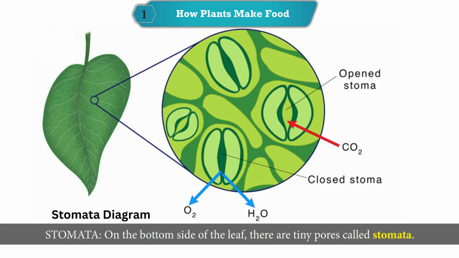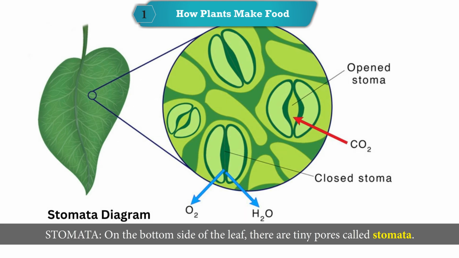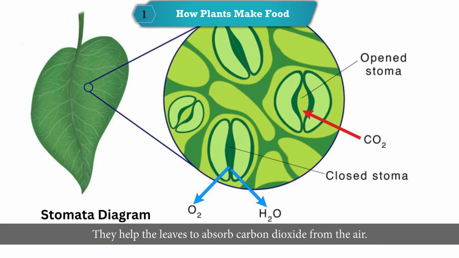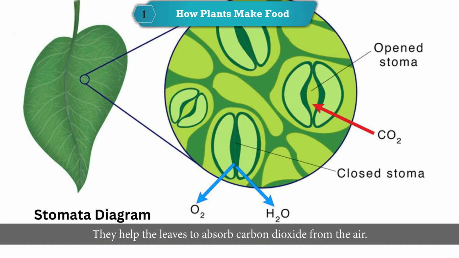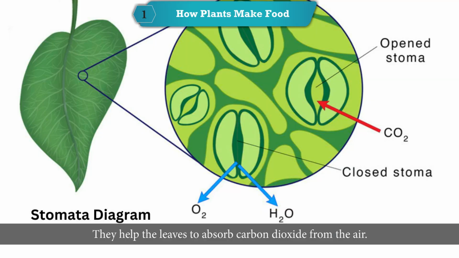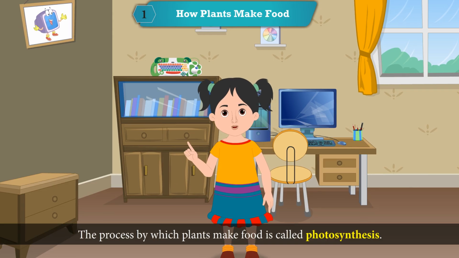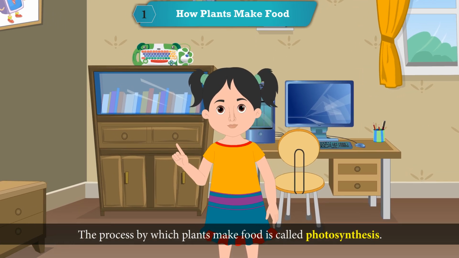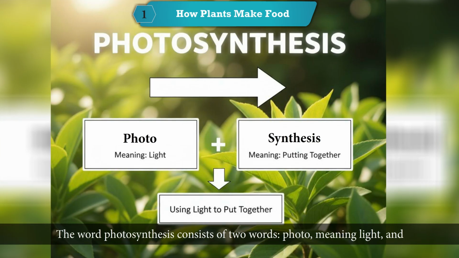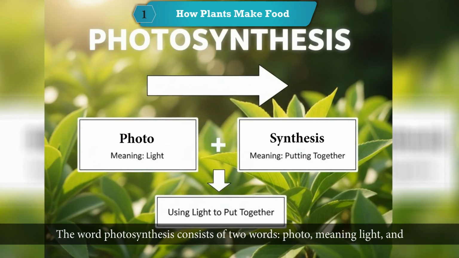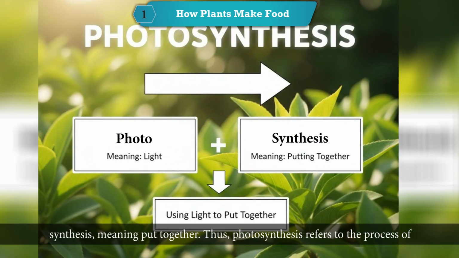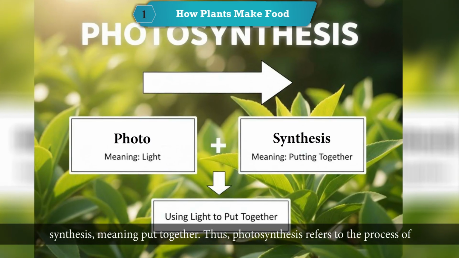Stomata. On the bottom side of the leaf, there are tiny pores called stomata. They help the leaves to absorb carbon dioxide from the air. Photosynthesis. The process by which plants make food is called photosynthesis. The word photosynthesis consists of two words, photo meaning light and synthesis meaning put together.